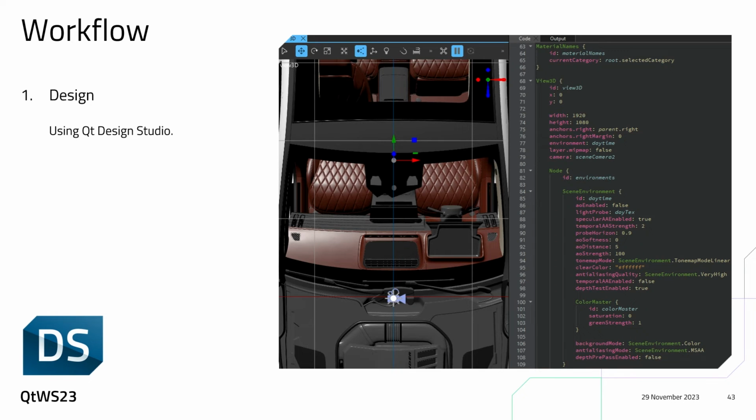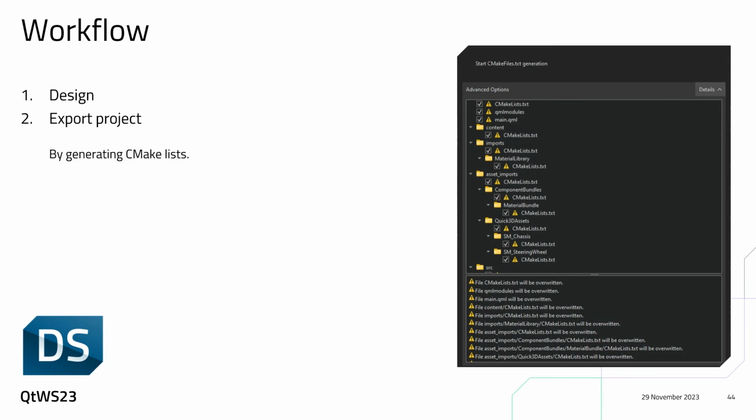We can see the real outputs from the 3D viewport and the corresponding generated QML code. Now, still within the Qt Design Studio, we need to export the project by generating the CMake list files. It's quick and easy, totally supported by Qt Design Studio, and there are no problems with that.